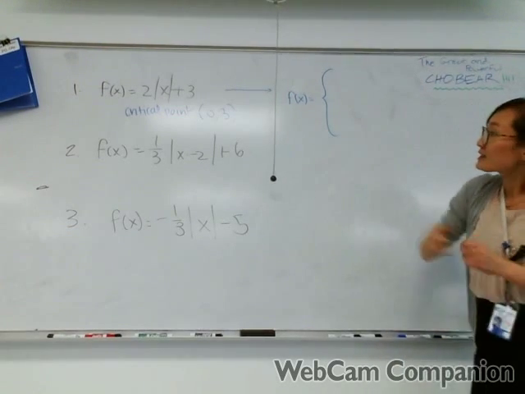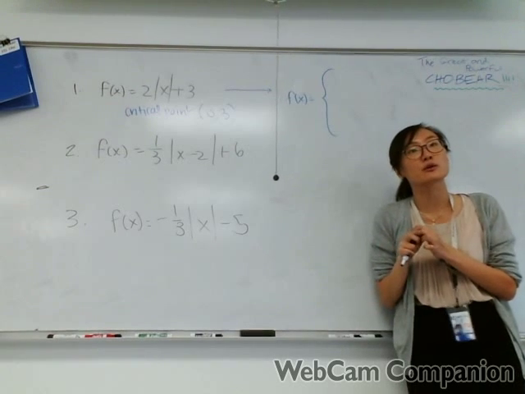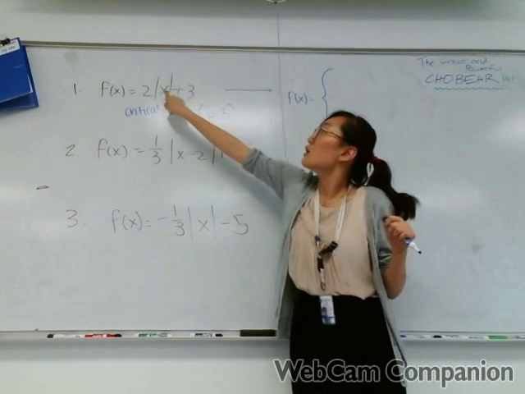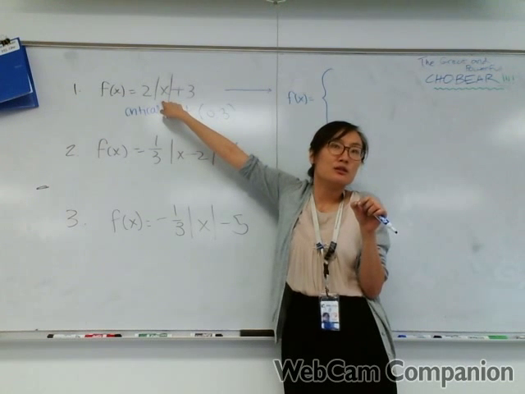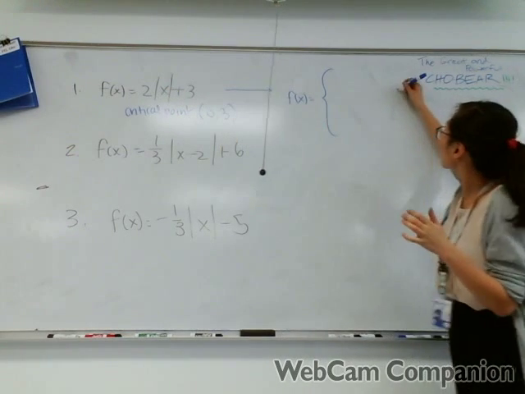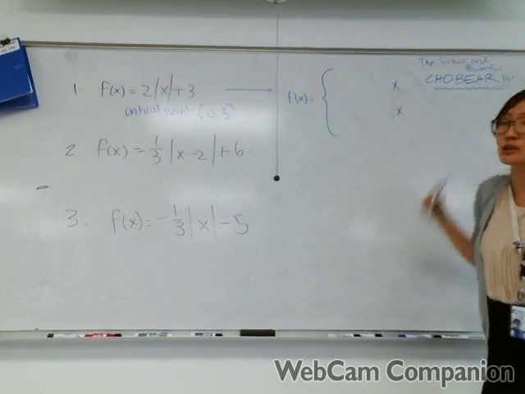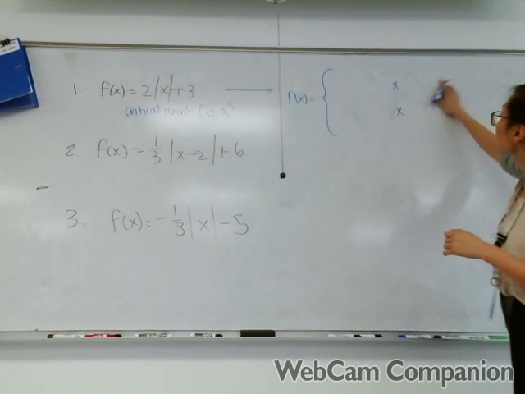So now I can write this as a piecewise function, okay? Because there's two cases for absolute value. The first case is if the number inside the absolute value is positive. So what's the number inside the absolute value in this case? X. So that's going to be my domain restriction start. Those are my domain restriction starting points.